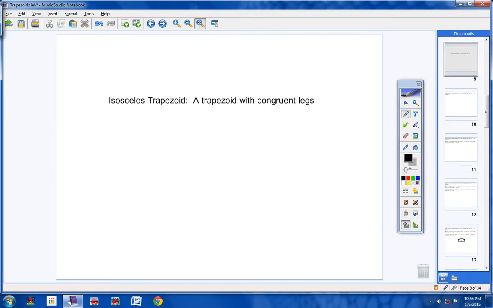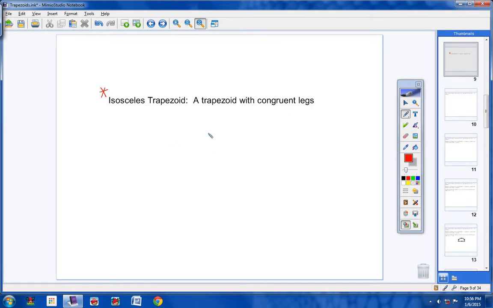We talked about what a trapezoid is. Now let's talk about what an isosceles trapezoid is, okay? An isosceles trapezoid. Copy this in your notes, please. You are responsible for this definition. An isosceles trapezoid is a trapezoid with congruent legs. Not congruent bases, but congruent legs, okay?